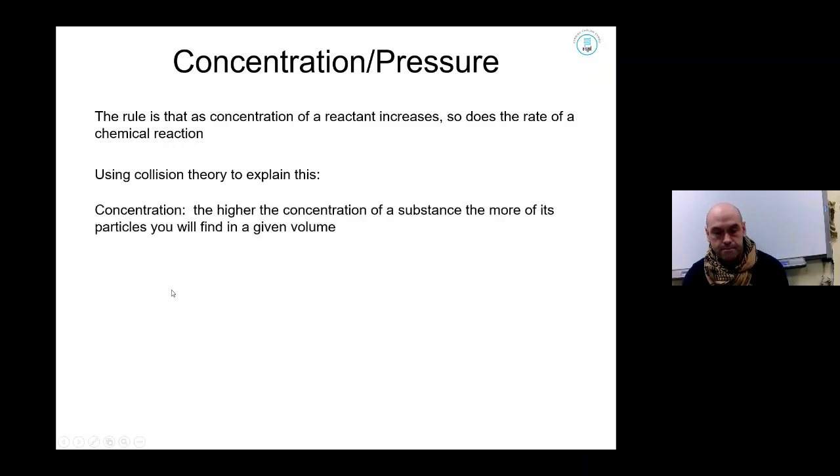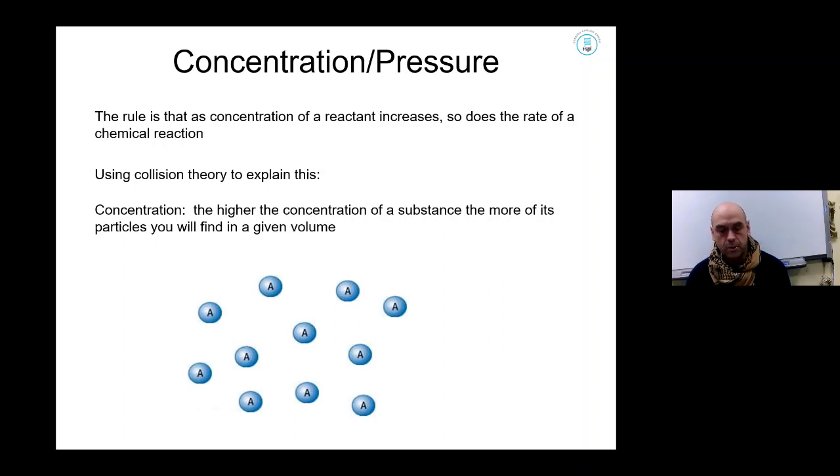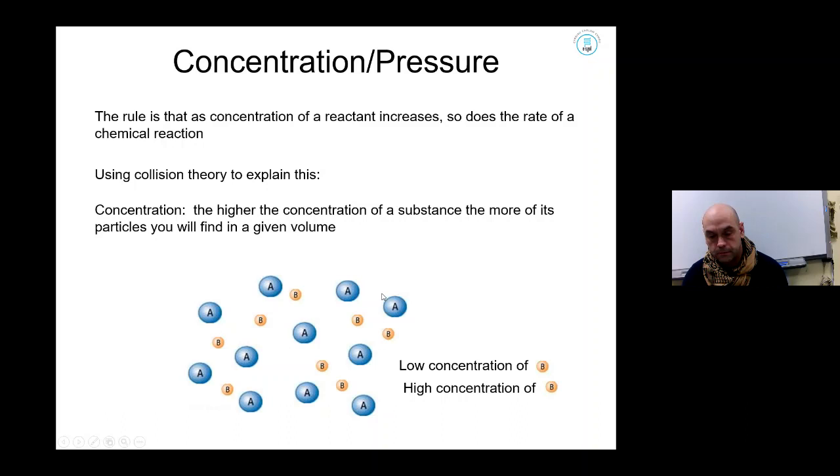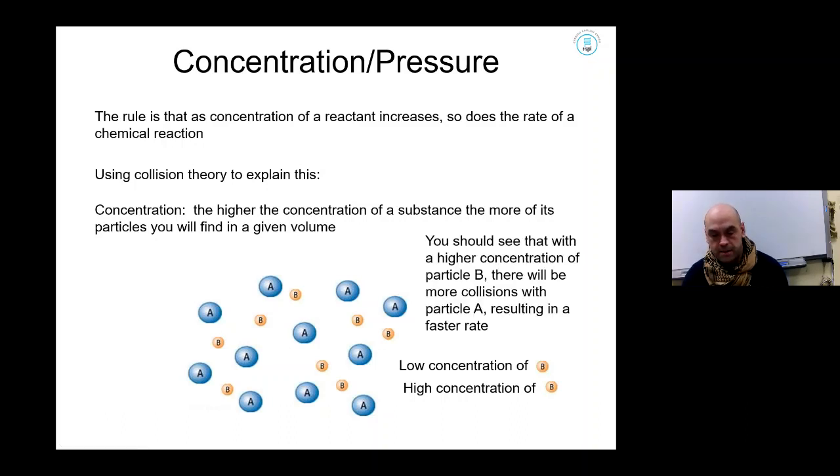Now, using collision theory, you should know that with a high concentration, you have lots of particles in your solution. So I've got a solution here, a solvent maybe, and I've got a reactant A and a reactant B. You can see here I've got a low concentration of reactant B. If I was to increase the concentration, I would have more of those particles in that volume. So now you can see I've got high concentration. And hopefully you can remember that that's going to result in more collisions.